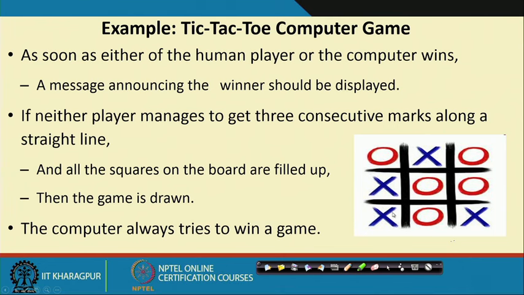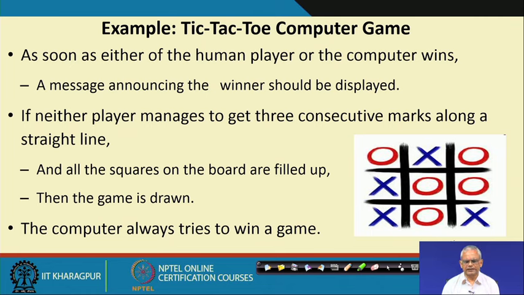The tic-tac-toe is a simple computer game, and here there is a 3x3 square where the computer and the human player take turns to mark one square, and whoever gets 3 consecutive marks on either a diagonal, a row or a column wins the game. And if all the squares get filled up without anybody getting 3 consecutive symbols, then the game is considered drawn. Now, we want to develop software for this, and we want to develop the structured analysis document or the DFD model for this.